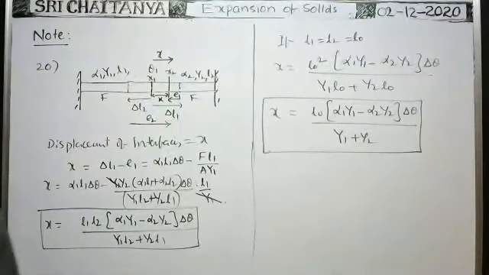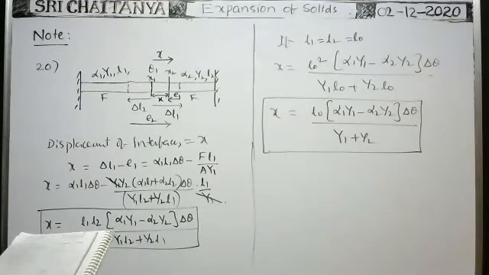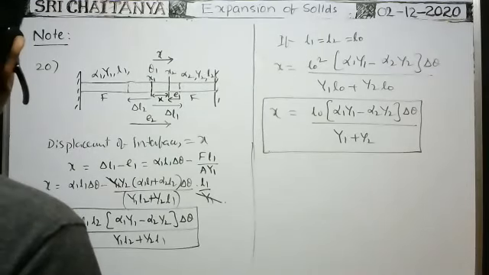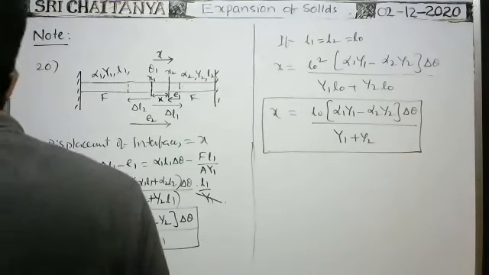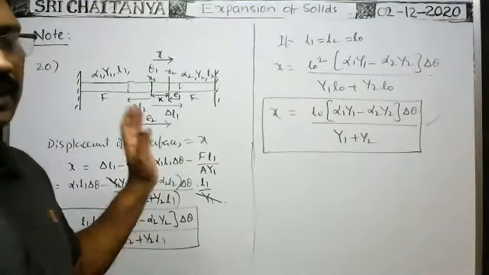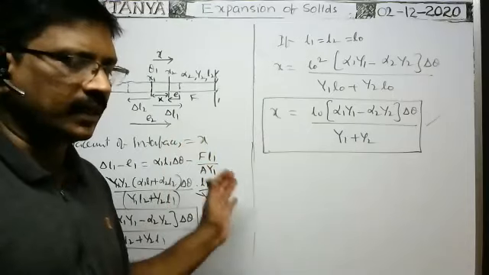This is the displacement of the interface whenever the rise in temperature is delta theta. So L0 into alpha 1 Y1 minus alpha 2 Y2 by Y1 plus Y2 into delta theta. Okay, this is the formula. These are some important note points in expansion of solids.